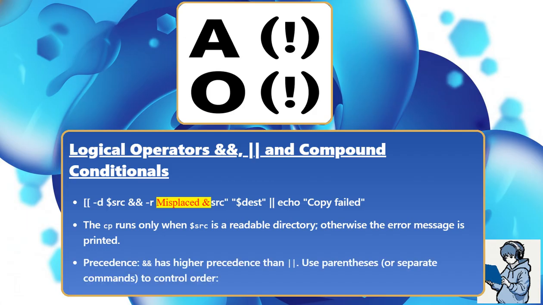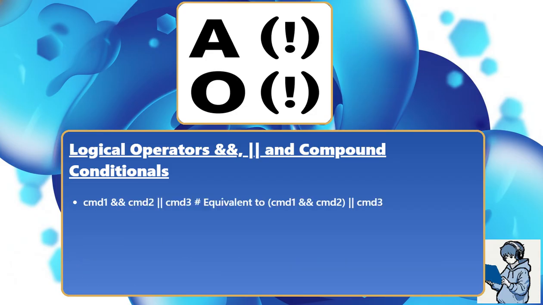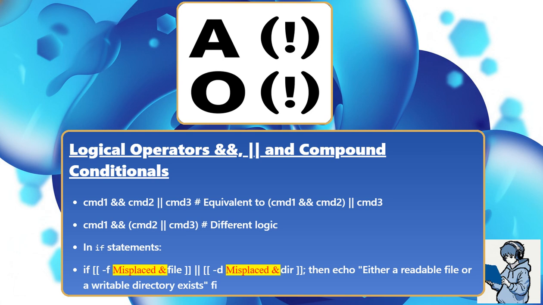Precedence: && has higher precedence than ||. Use parentheses or separate commands to control order. Command 1 && Command 2 || Command 3 is equivalent to (Command 1 && Command 2) || Command 3. Command 1 && (Command 2 || Command 3) has different logic. In if statements: if file exists and file is readable, or directory exists and directory is writable, then echo "either a readable file or a writable directory exists".